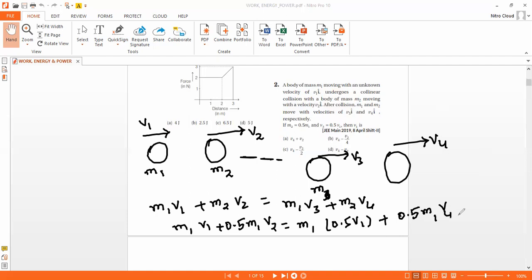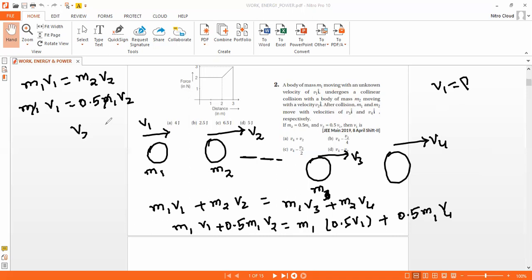Here I need to find this v1. Before going to find v1, before collision, momentum is considered, that is m1 v1 equal to m2 v2, that is m1 v1 equal to 0.5 m1 v2. I can write that as v2 equal to 2 v1. Can I write?